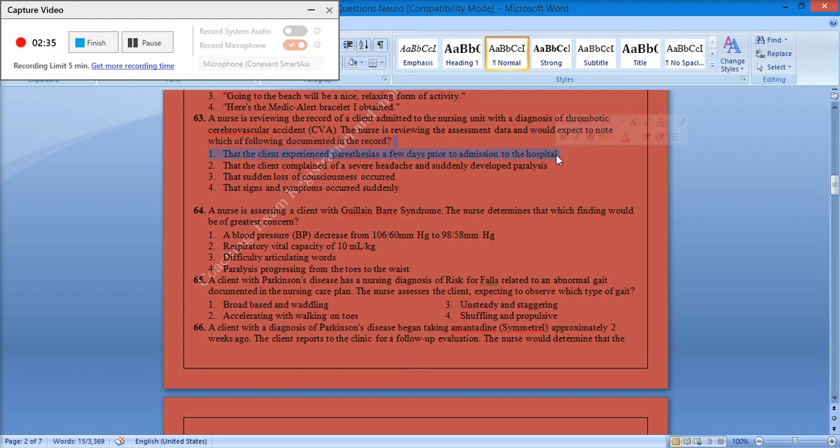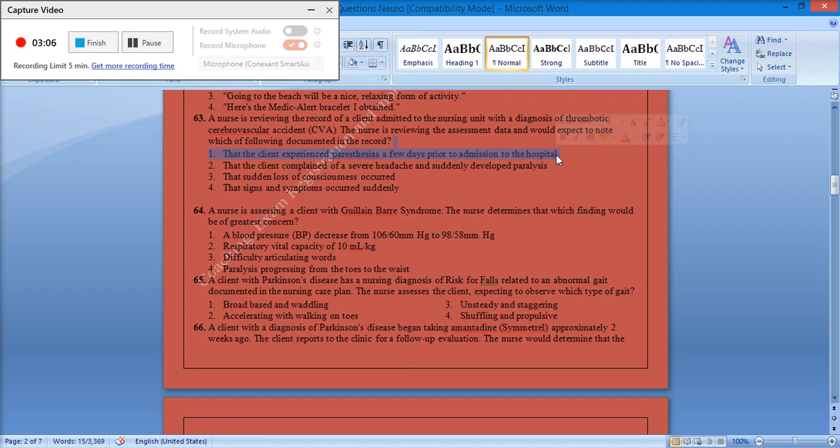64. A nurse is assessing a client with Guillain-Barré syndrome. The nurse determines that which of the findings would be of greatest concern? 1. A blood pressure decreased from 106/60 mmHg to 98/58 mmHg. 2. Respiratory vital capacity of 10 ml per kg. 3. Difficulty articulating words. 4. Paralysis progressing from the toes to the waist.